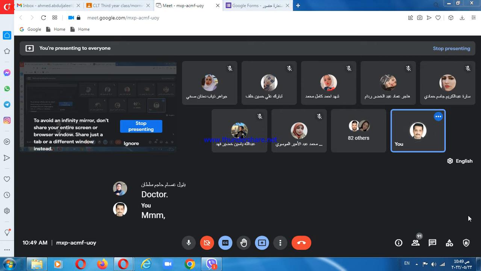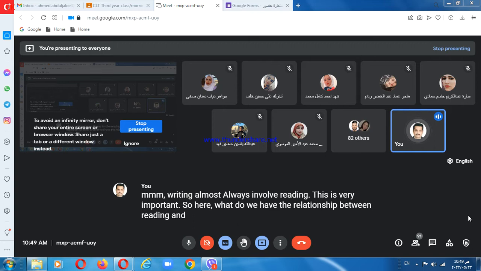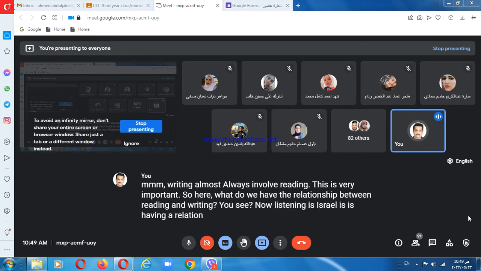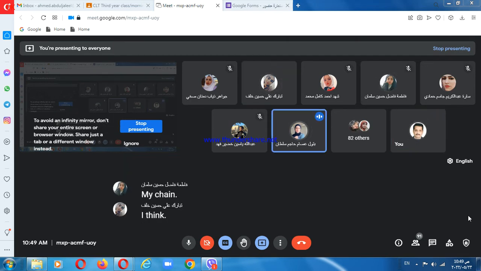Writing almost always involves reading. This is very important. So here, what do we have? The relationship between reading and writing. You see now, listening is having a relation with speaking, and reading has a relation with what? With writing.